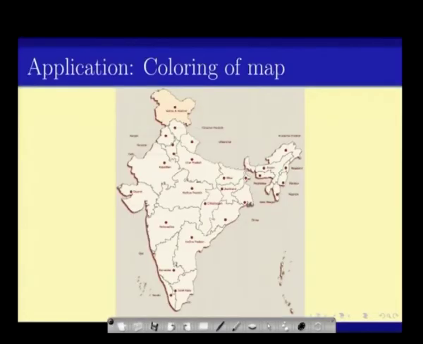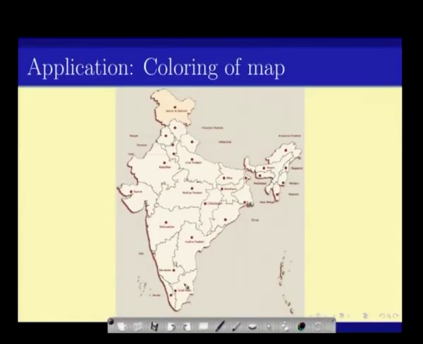For example, here is a map of India and we want to color each of the states with a different color, such that no two neighboring states are colored the same. For example, if Maharashtra is colored green and Andhra is also colored green, then we will not understand the boundary between Andhra and Maharashtra. So, we want to color Andhra and Maharashtra as different colors. Similarly Tamil Nadu and Kerala and so on. So, how do we solve it?